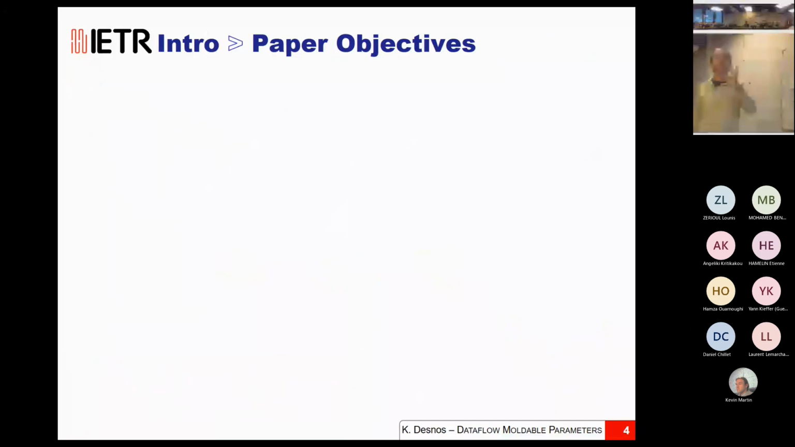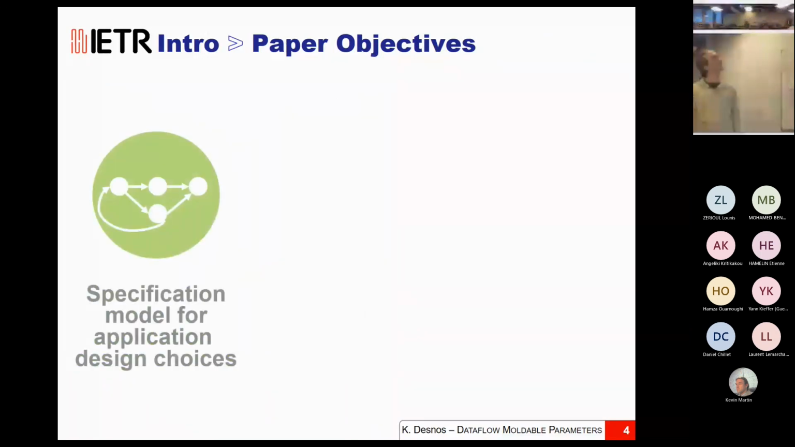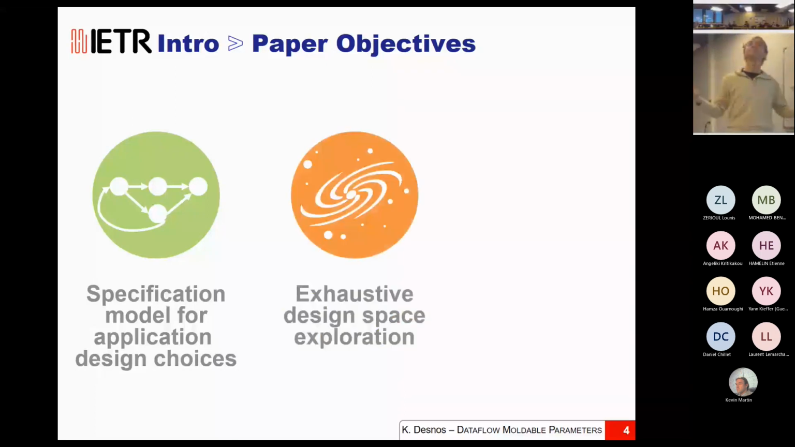So what are the objectives of the papers? The first objective is to propose a model that makes it possible for the application developer to specify the design choices on the application side, to model them and to give them to the tool for an automated optimization of the system and an automated design space exploration. Then we want to explore this design space. And first of all, we are going to do an exhaustive design space exploration. You will see that the design space that we expose on the application side is not too big, so we can manage to explore it exhaustively for the applications that we have studied.